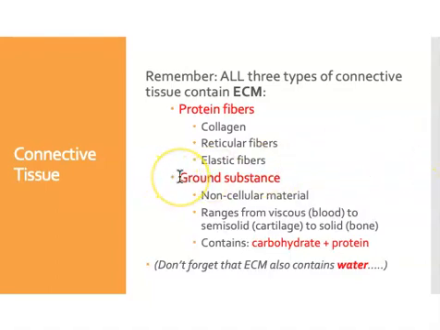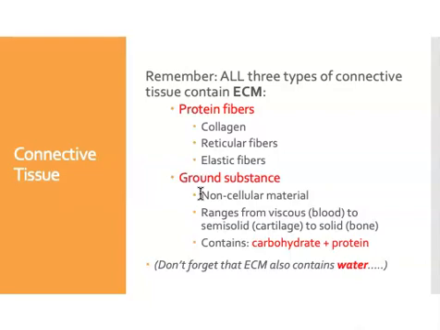Ground substance is an important component of extracellular matrix. It doesn't have any cells in it. Remember, this is what surrounds the cells and holds the cells together. Ground substance is kind of a fascinating material. It actually is composed of protein and carbohydrate.